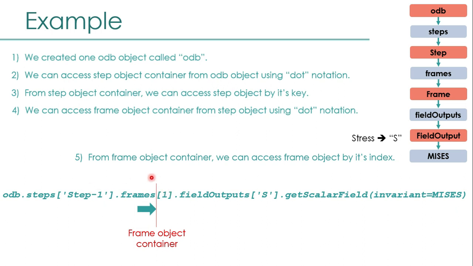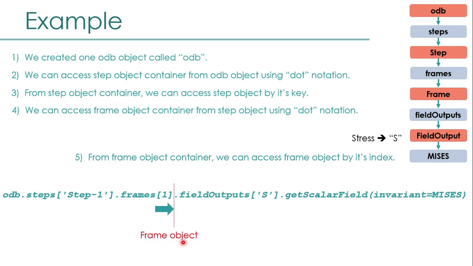So here there is some difference, right? You can see for the step we are giving the key, but for the frame we are giving the index. This you will learn by experience, and also you can use the Abaqus scripting guide. It tells you what type of information we have to provide to get a particular object. All this information is available in the Abaqus scripting guide, so you can follow that also. Okay, so let's say at this point we have this frame object, right?